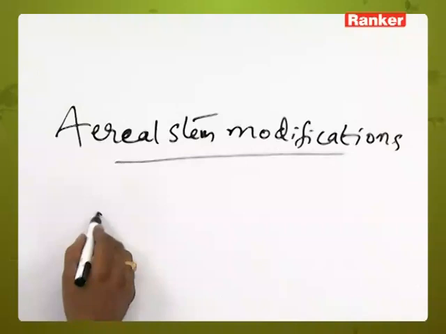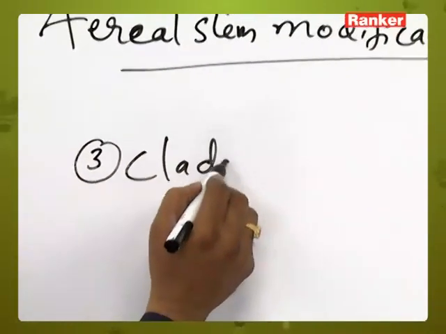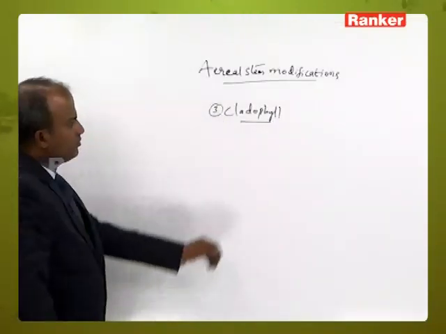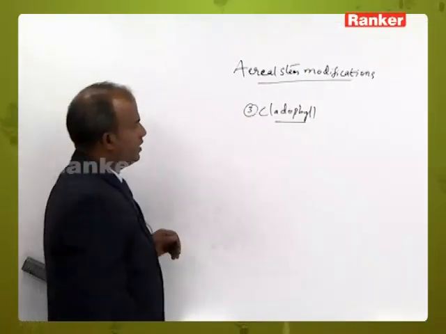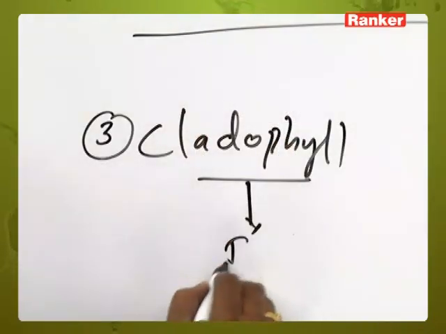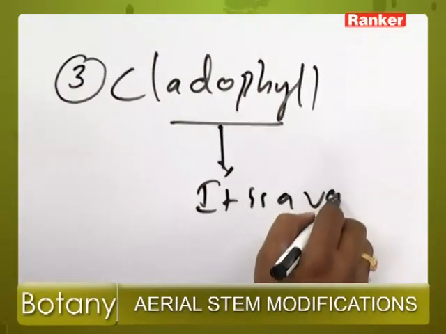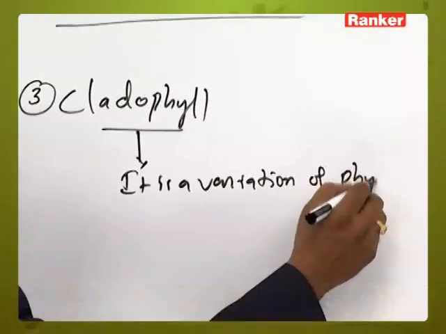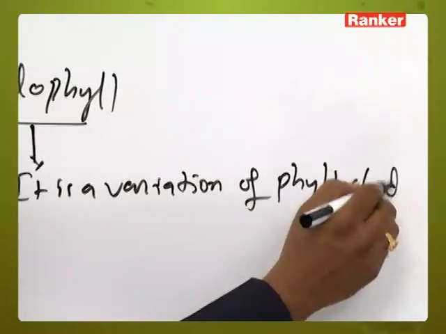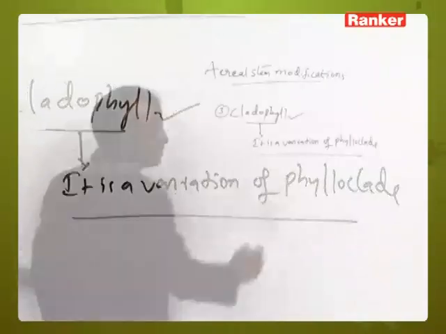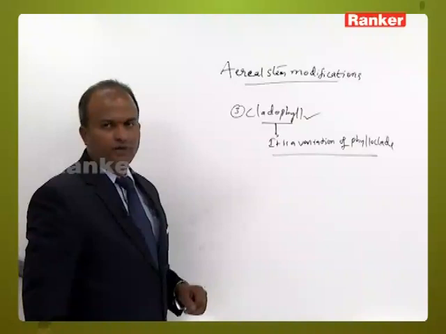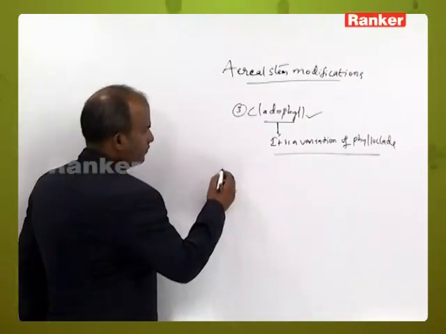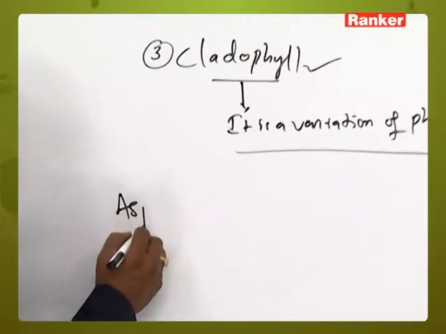Next goes to the third modification, that is the cladophyll. What is meant by cladophyll? It is a variation of phylloclade. Why? Because in this cladophyll, the example they have given is asparagus.